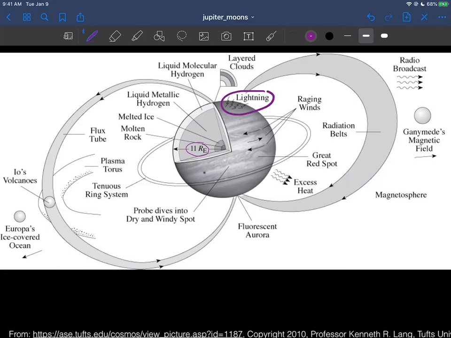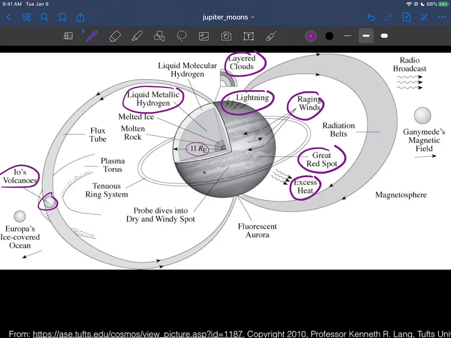Jupiter has lightning on it like that. There's raging winds on there. There's excess heat coming out. It has the Great Red Spot, or the great red eye. It has a bunch of layered clouds. As you get deeper and deeper, the high pressures cause liquid metallic hydrogen to come out, which creates this enormous magnetic field. And then you get the poor moon Io right here that has a bunch of volcanoes on it.